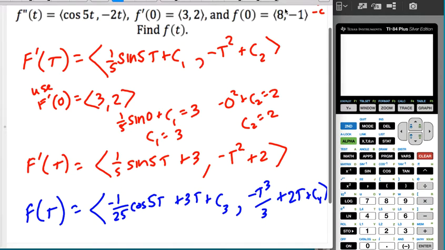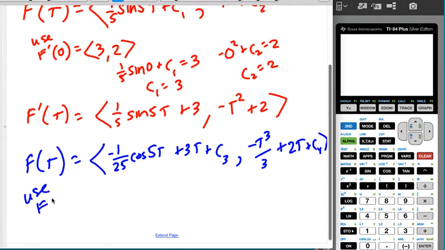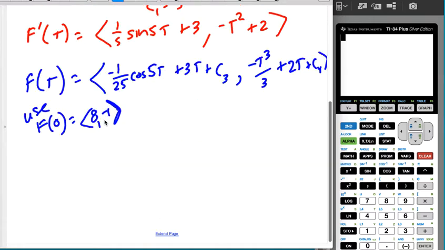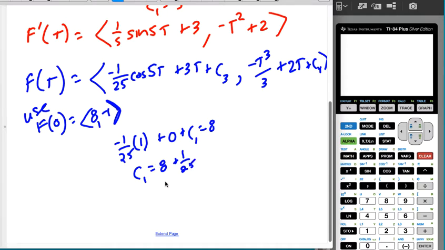So now I'm going to have to use this point, the 8 and negative 1. So I'm going to use f of 0 is (8, -1). Let's see what we get. When I plug in 0 here, this is going to be negative 1/25 times 1 plus 0 plus c sub 3, and it's apparently an 8. So that's super fun times, but we're going to deal with it. So c sub 3 is apparently 8 plus 1/25. 8, if you multiply by 25 over 25, is 200. So this is 200 plus 1 all over 25. So my c sub 3 is 201 over 25. Good times. Oh, sorry, c sub 3, my bad.